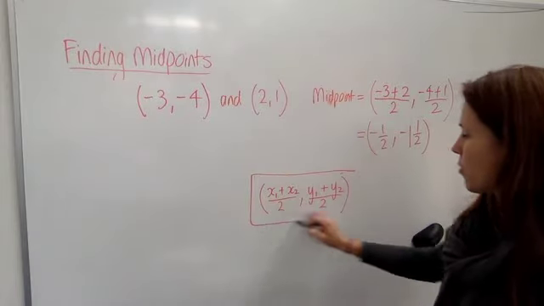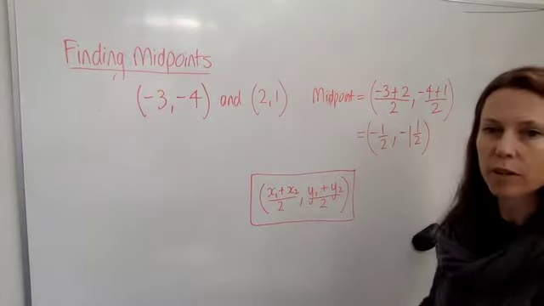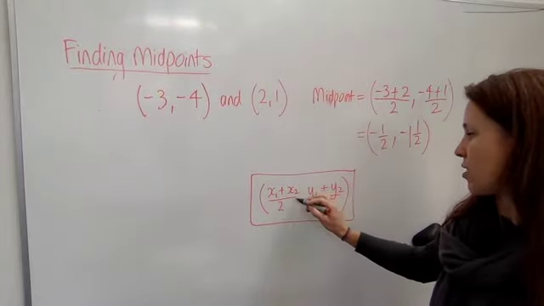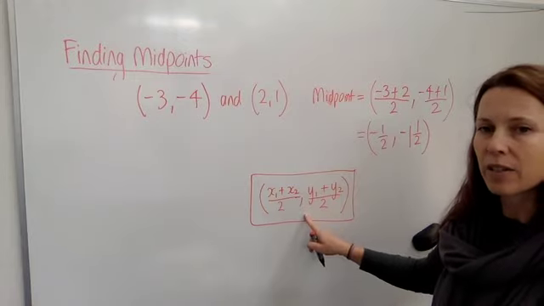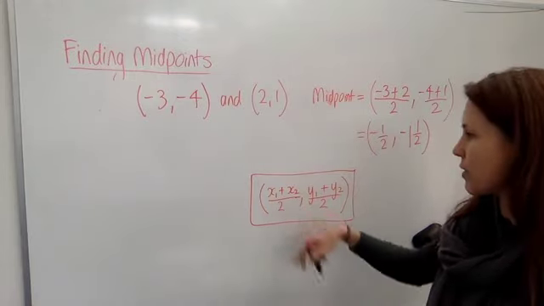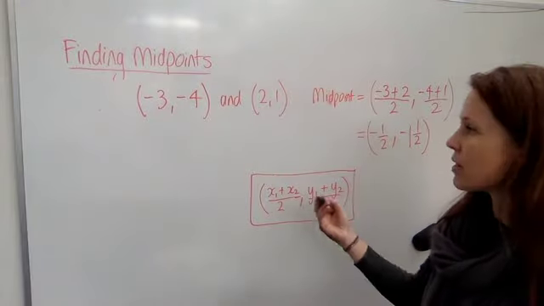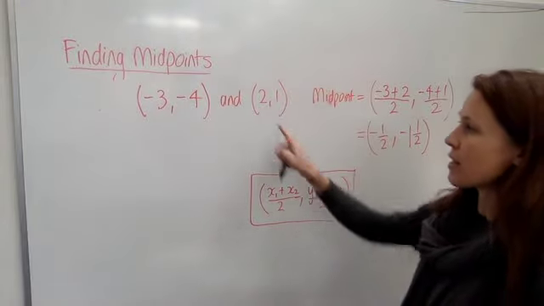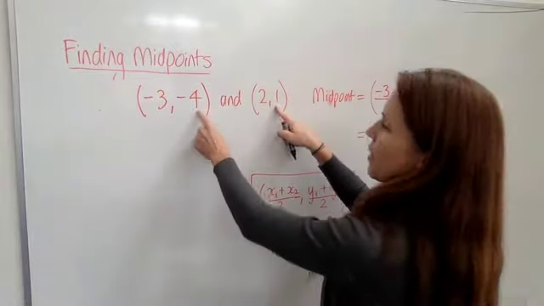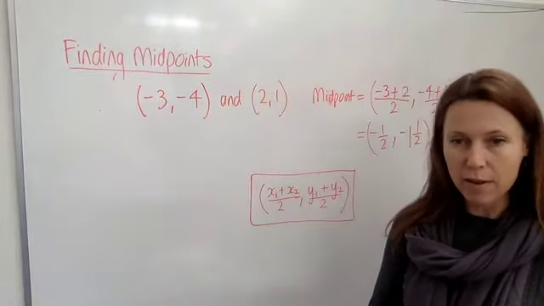So this formula works. But as with any formula, while it's really handy to memorize it and just apply it, you really need to understand where it comes from so that if you forget this with all of its x's and y's and 1s and 2s and bits and pieces, you understand the concept that we're really just taking the average of the x's to find the x value and the average of the y's to find the y value of the midpoint.